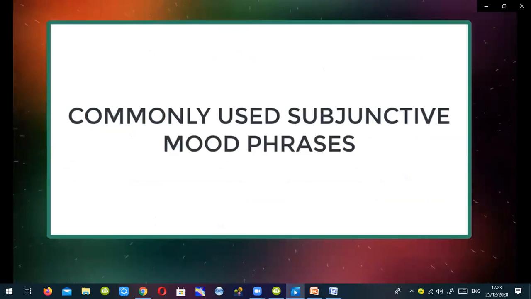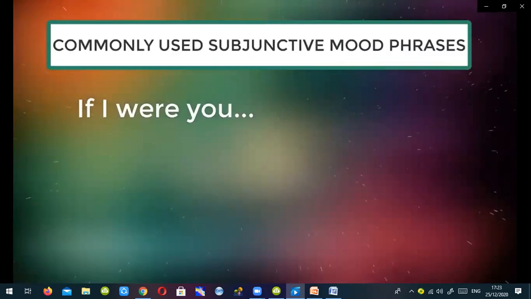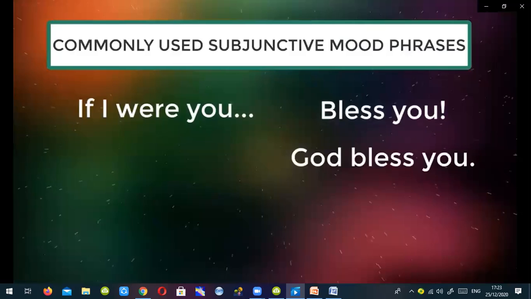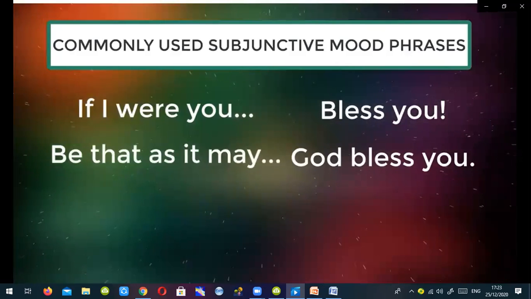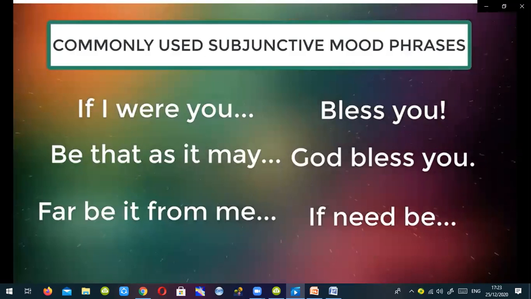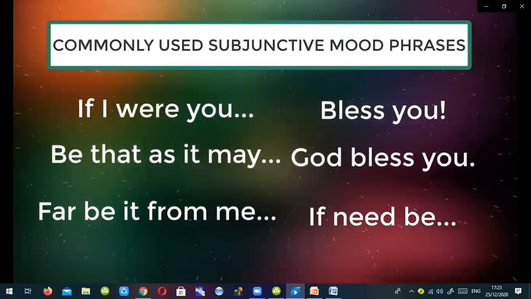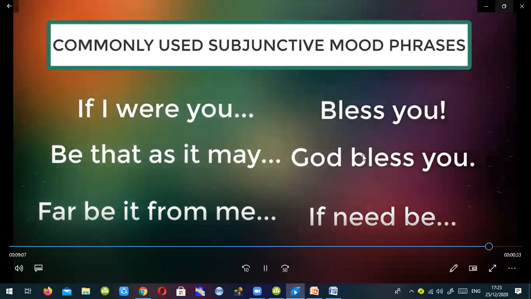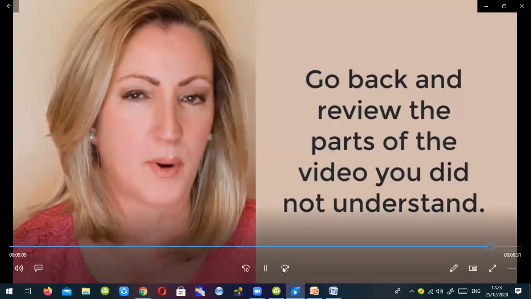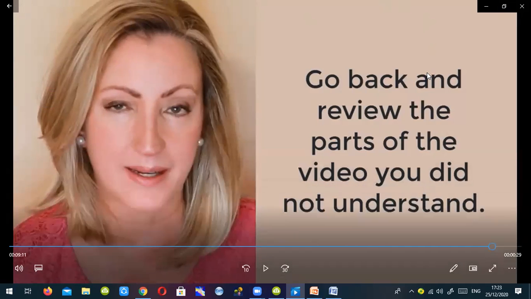And one last note, many subjunctive mood phrases are commonly used in ordinary speech, such as if I were you, or bless you, or God bless you, be that as it may, far be it from me, or if need be. But it is important to note that the formal use of the subjunctive mood is very rare, even in formal speech and writing. Make sure to go back and review the parts of the video that you did not understand. Okay, if you have any confusion, you can play this video. It's very much comprehensible.